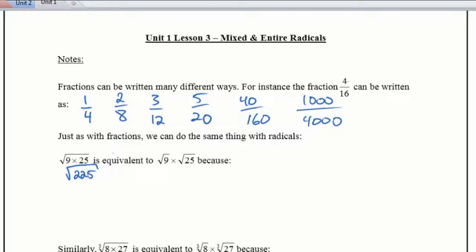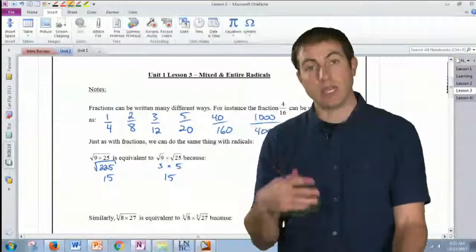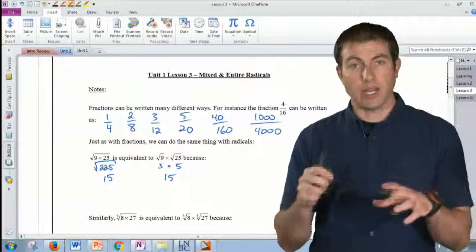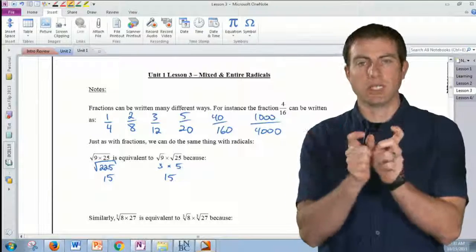If I take the square root of 225, I get 15. If I do the same thing separately, the square root of 9 is 3, and I'm going to multiply that by 5, I end up with 15. So the idea here is that if we have a radical, and there's multiplication under the radical sign, we can break it into two radicals, or we can leave it as one.